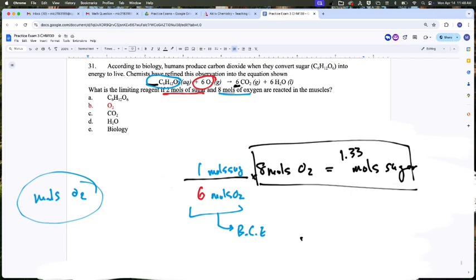How many moles of sugar do I have? I have 2 moles of sugar. What does that mean? There's an excess of sugar, right? I have 2 and I only need 1.33. And if there's an excess of sugar, what does that make it? The reagent in excess. The question asks for the limiting reagent, which means it's not sugar, it must be oxygen. And I get to the exact same conclusion.